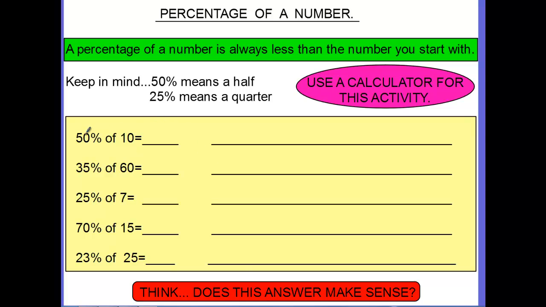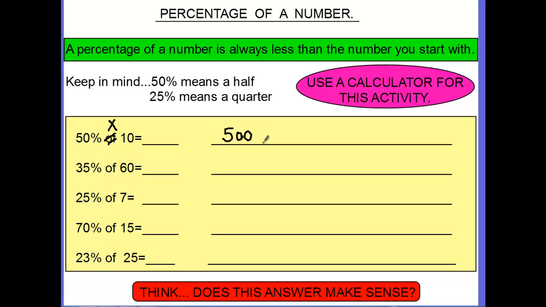So first of all, 50% of 10. Now the first thing you need to know is that the word "of" means times. So now we can multiply these two numbers. This is what we do. We say 50 multiplied by 10 equals 500. And I'm going to write this over here. We've got 500 here. And now we use a decimal point, and we start counting from the right, and we jump over places. So here's the first one.